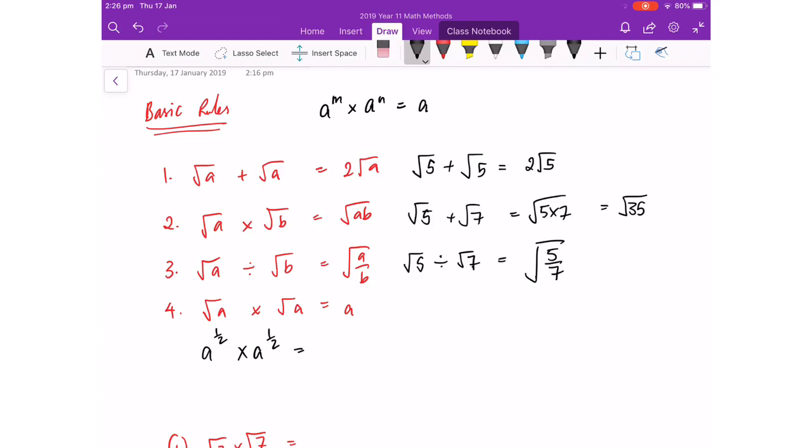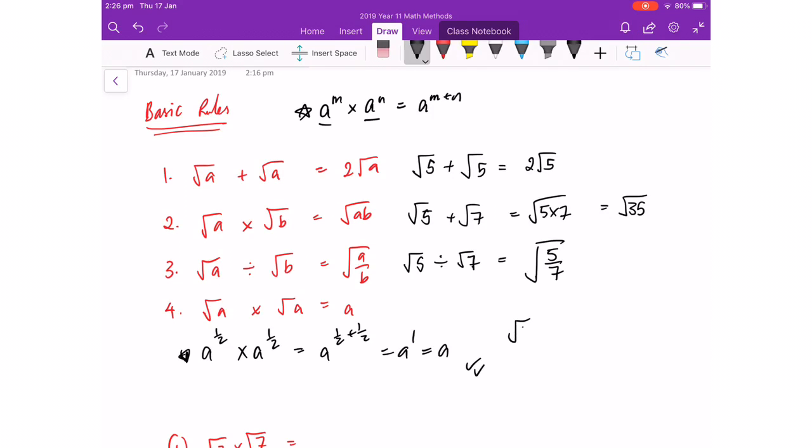a to the m times a to the n equals a to the m plus n. So I can apply this index law to this example here. I'm going to just add it up. It's going to be a, because it's the same base number, to the power of a half plus a half. This is equal to a to the power of 1, which is also equal to a. So that's how that comes about.